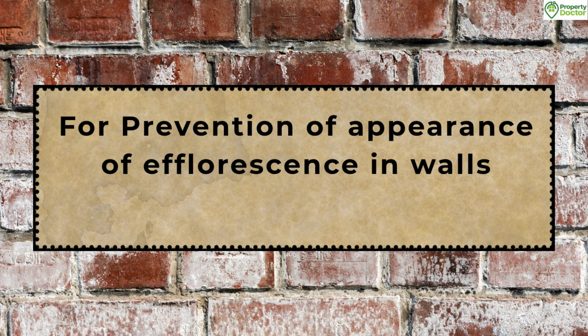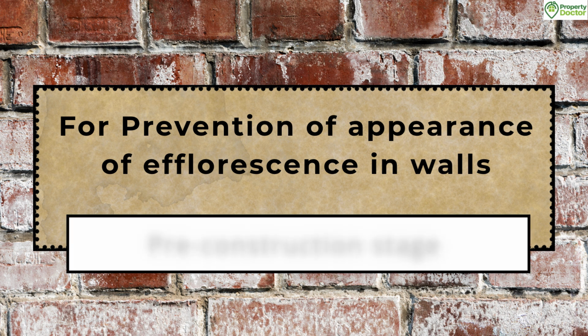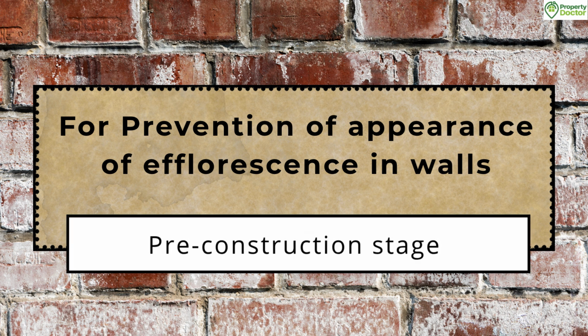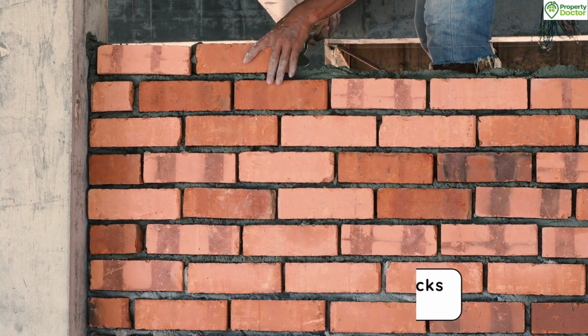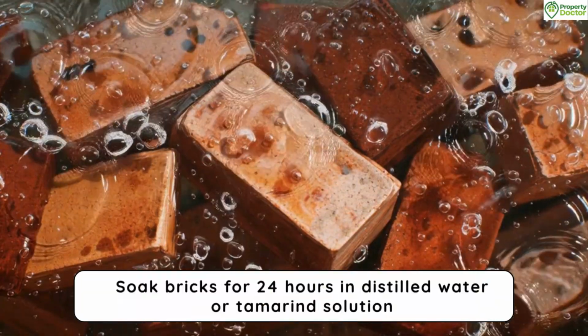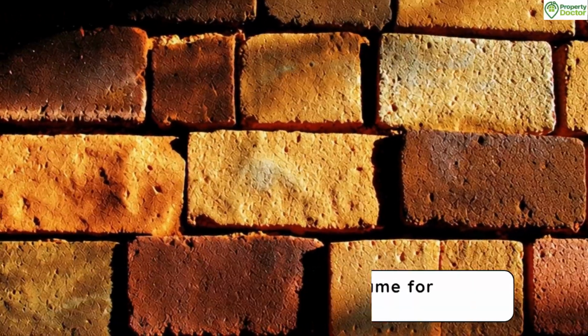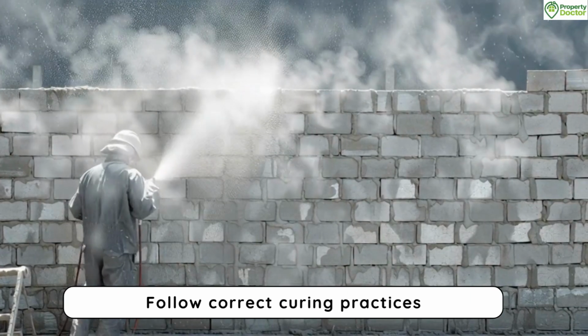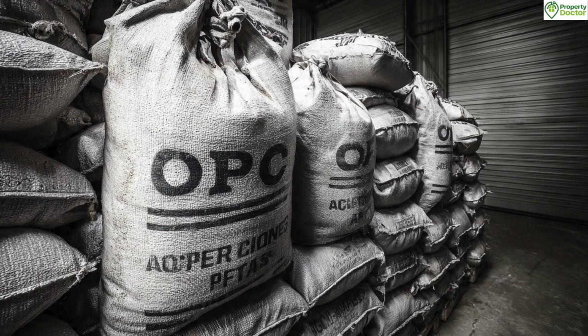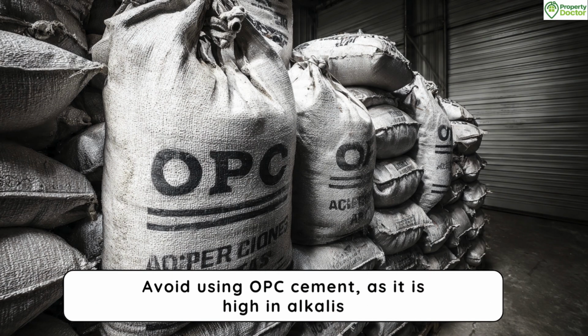For prevention of the appearance of efflorescence in walls. Pre-construction stage. Use low-salt bricks or AAC blocks and screened sand. Soak bricks for 24 hours in distilled water or tamarind solution, followed by drying of the same for a minimum of 24 hours. Ensure proper damp-proof course installation. Follow correct curing practices. Avoid using OPC cement as it is high in alkalis.